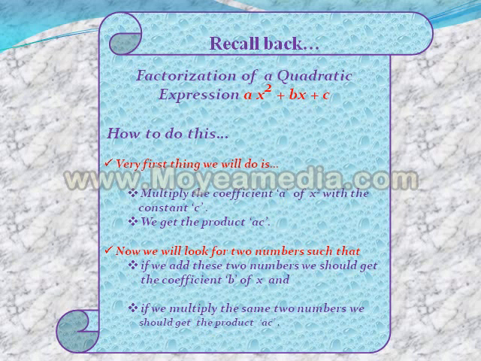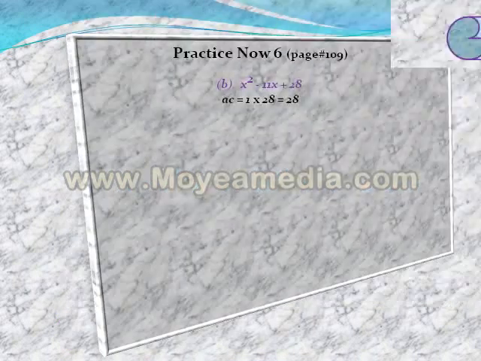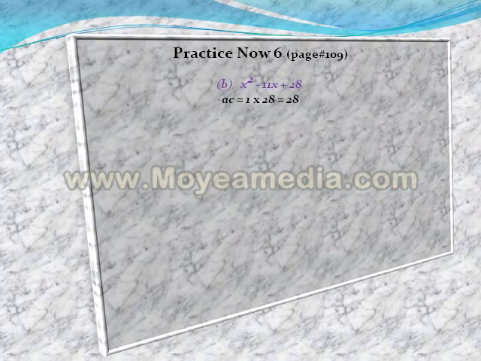Here again the concepts are the same, and I'm just doing some practice in front of you, taking more examples. This is Practice Now 6. You can find that Practice Now in your Book 2, page 109. I just skipped part A, and here is part B of that Practice Now: x squared minus 11x plus 28.